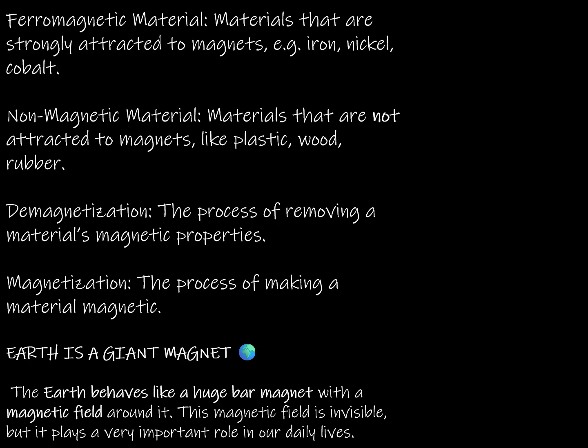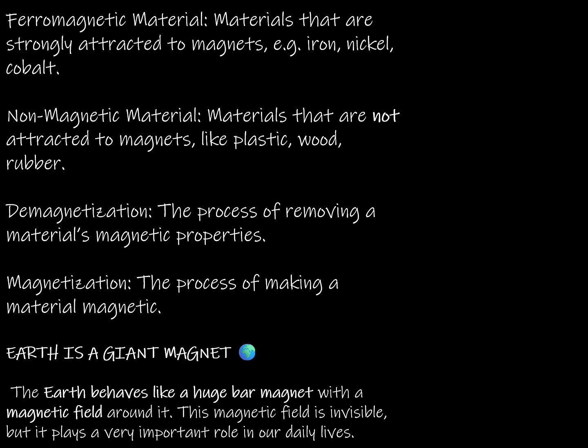The next term is what we call demagnetization. The process of removing a material's magnetic properties is what we call demagnetization. When you take a temporary magnet, for example, when a strong magnet is removed, it is demagnetized because it has lost its magnetic property. You get it? The process of making the temporary magnet magnetic is what we call magnetization. When you are making a magnetic material magnetic, that is what we call magnetization.